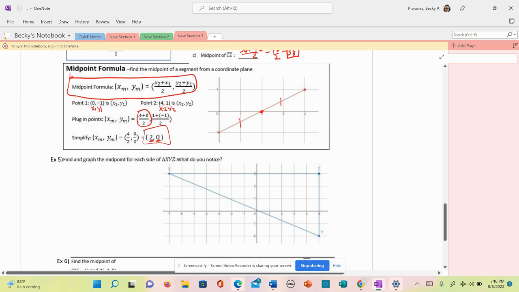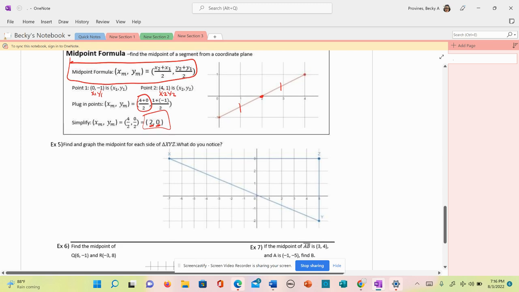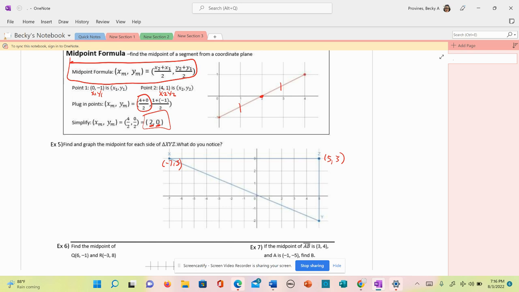Okay, so on this one, we're supposed to find and graph the midpoint for each side. So the first thing we have to do is find the coordinates. So this one is at negative 7, 3. And this is at 5, 3. And this one is at 5, negative 2. Okay, so we're going to have to do 3 times.